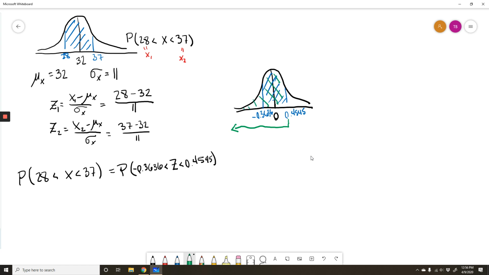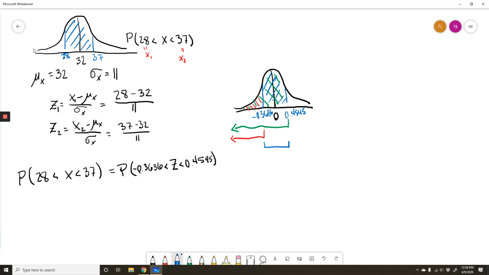But notice that's too much, right? We only want this blue region. So I need to take away the excess. I'm going to be subtracting everything to the left of negative 0.3636. So all of this I don't want. I'll take the green and subtract the red, and that gets me the blue right here in the middle. Green minus the red equals the blue.